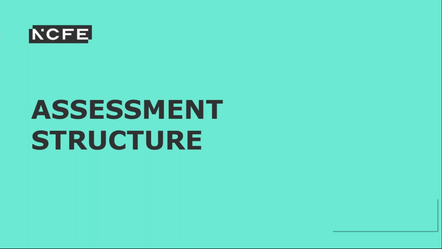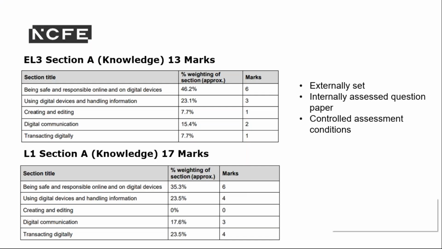We'll now take a look at the assessment structure. So the assessment consists of 2 components. You've got section A, which is the knowledge, and section B, which is the skills. You can now see the percentage and weightings for entry level 3 and level 1 for section A, the knowledge. The assessment is the process of measuring a learner's skill, knowledge and understanding against the standards set in the qualification. So this qualification will be externally set, internally marked and externally quality assured.